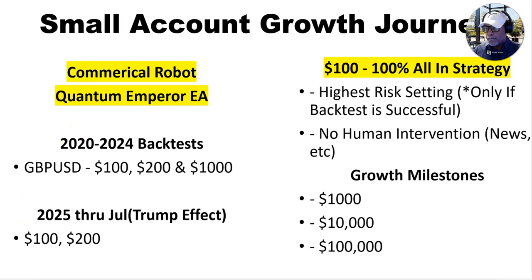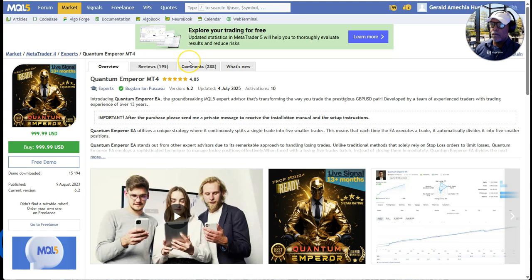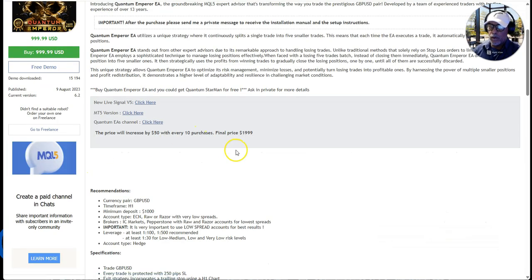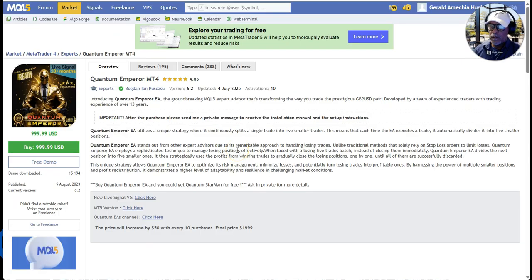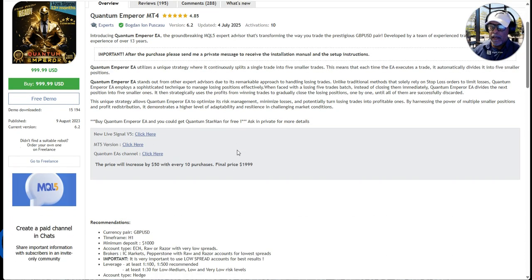Loving it. Guys, this is the Quantum Emperor. Of course, you can go to MQL5, that website, or you can just Google Quantum Emperor EA or Forex Robot and it'll pop right up. These are just some of the notable things that I wanted to bring up before I show you our backtest results and how we're going to utilize this thing.